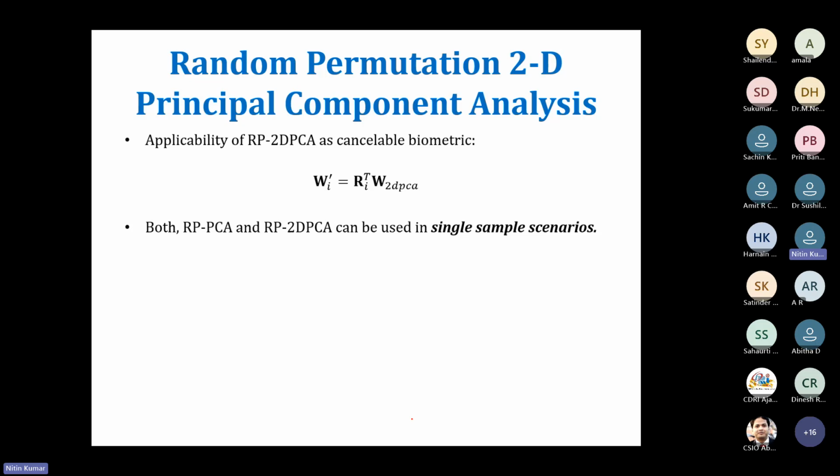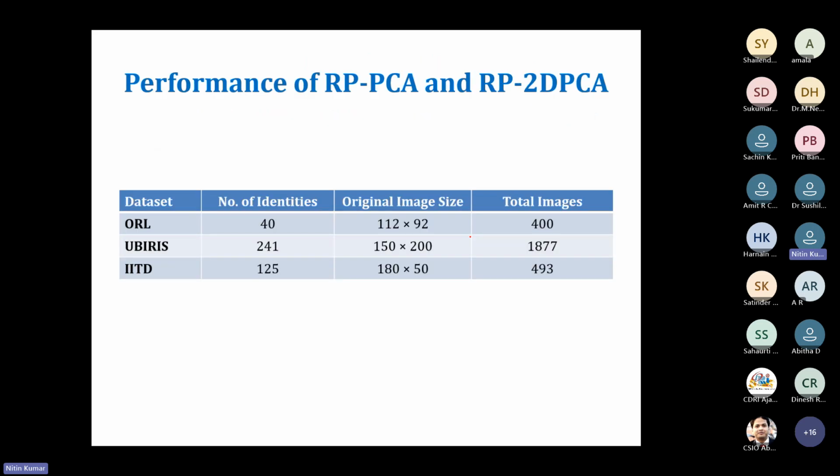Now this applicability, again the same thing. Here we are using this individual RI and WI for individual users. So if we have training images as only a single image, then RP-PCA and RP-2D-PCA are both applicable in those single image scenarios also, where we have extreme scarcity of samples. Only one sample is available. In that case also, these methods are applicable.